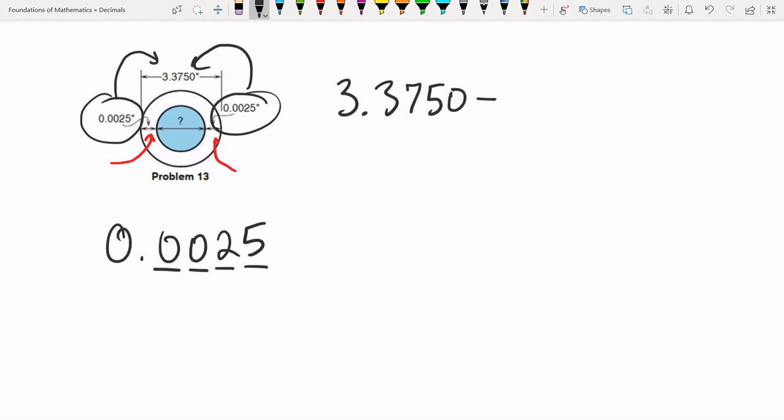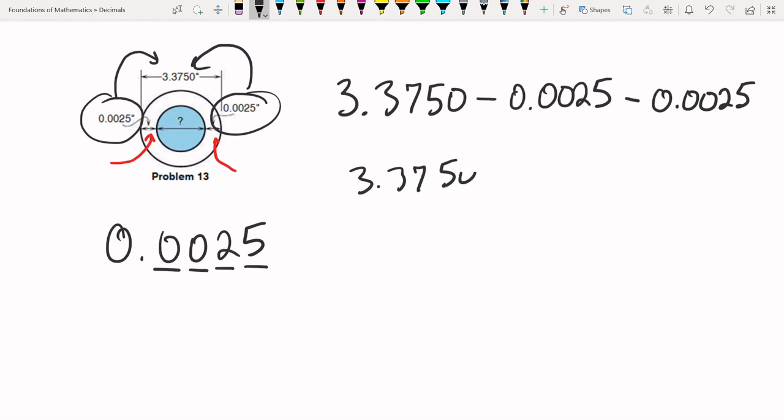So it's pretty much like this. 3.3750 minus 0.0025, and then minus again 0.0025. Now you can't really do this in an up-down method all at once. We have to do this in parts. That's because we're doing 2 separate subtractions. You can do addition all in one go, but not subtraction. That's fine though. We can just do each one separately.